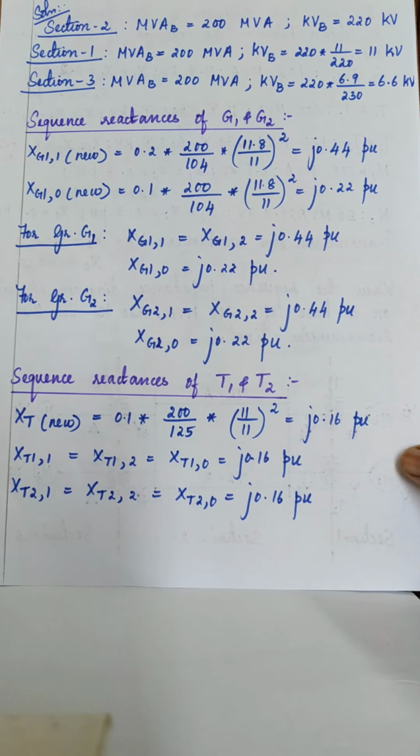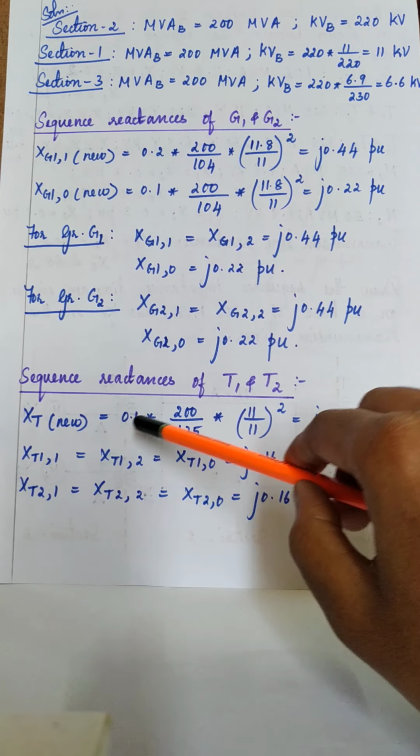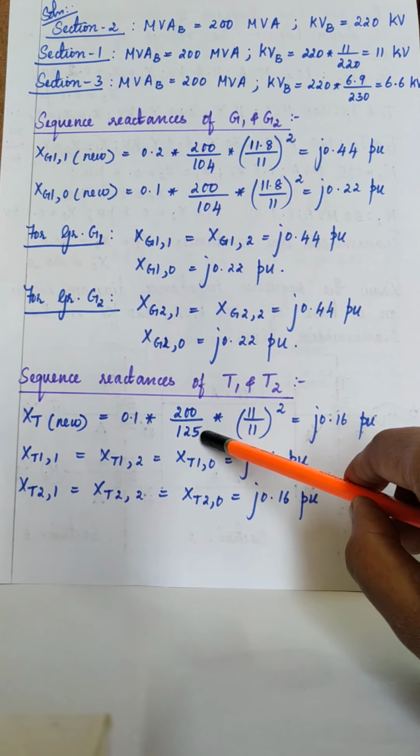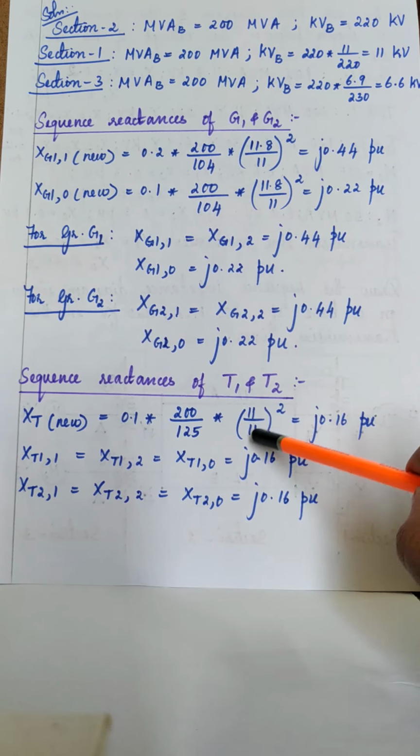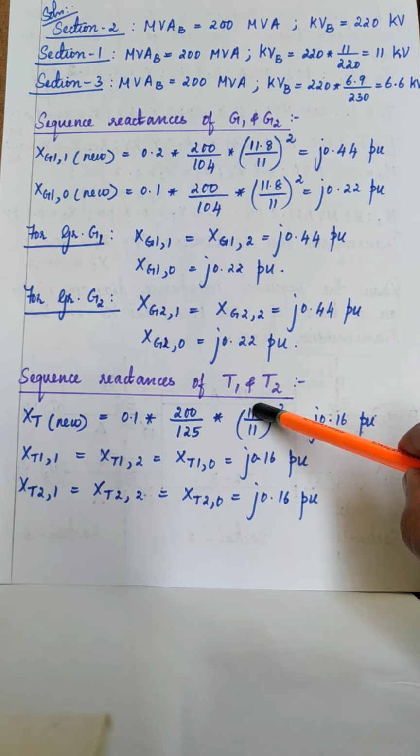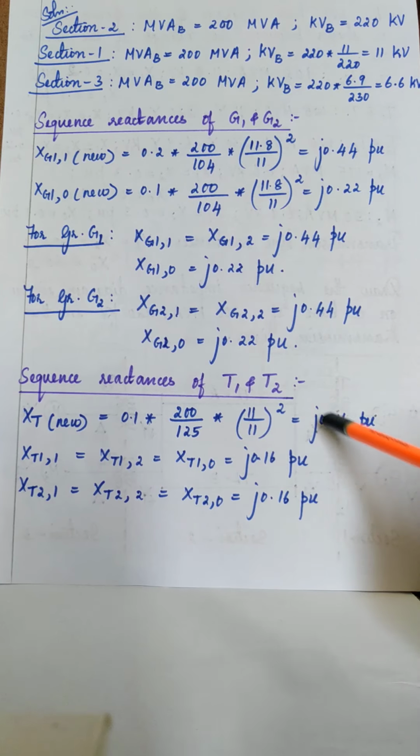So the new value is old 0.1 into 200 by 125. This is transformer 1 and 2's MVA into 11 by 11 with respect to primary side, which comes in section 1. So old by new is 11 by 11 the whole square, which is j0.16 per unit.